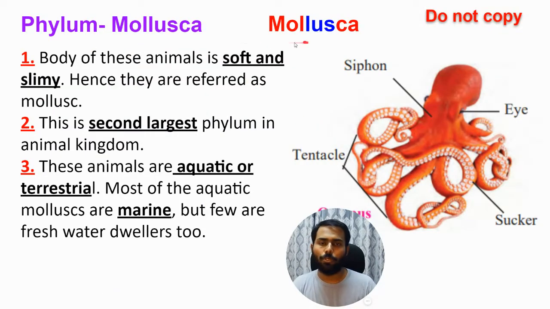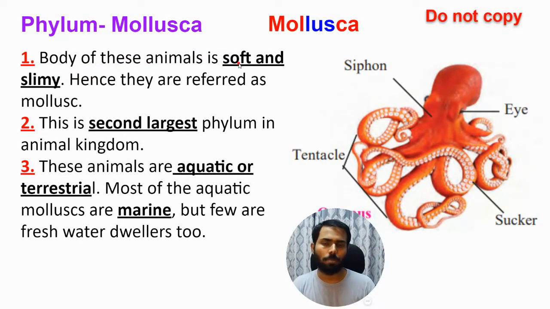So this phylum, how do you pronounce this? MOL is mol, LUS is lus, CA is ka, mollusca. How do you pronounce this? Mollusca, mollusca.